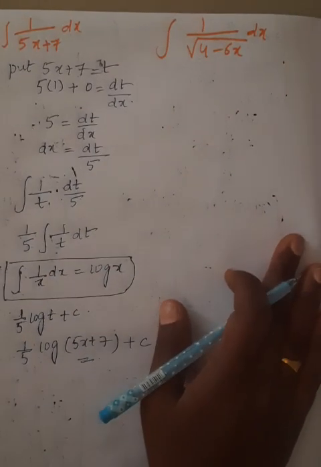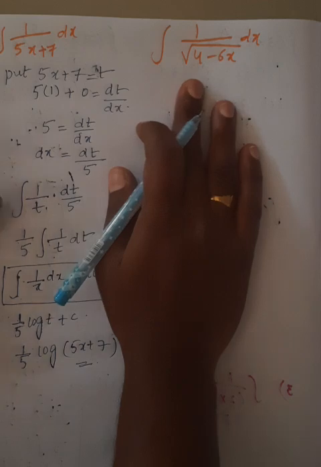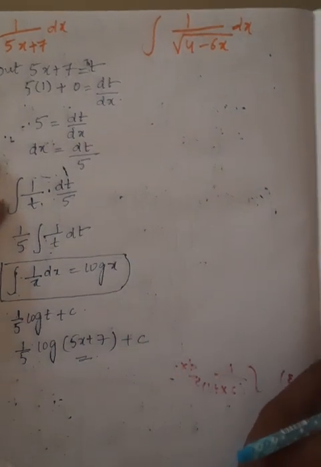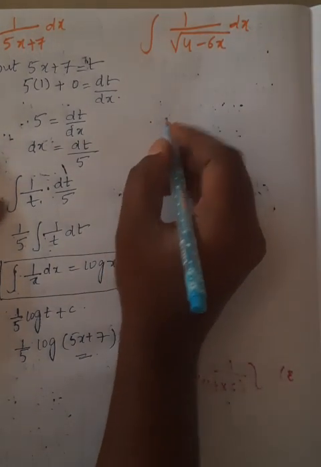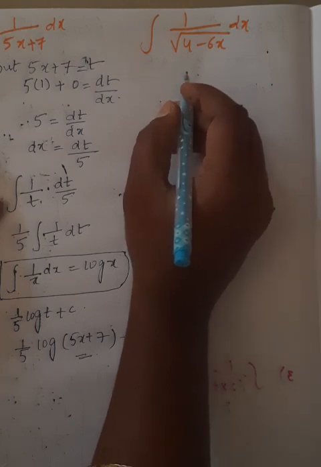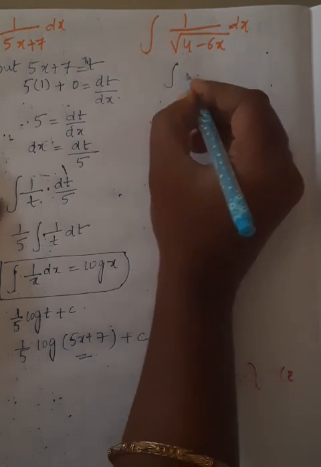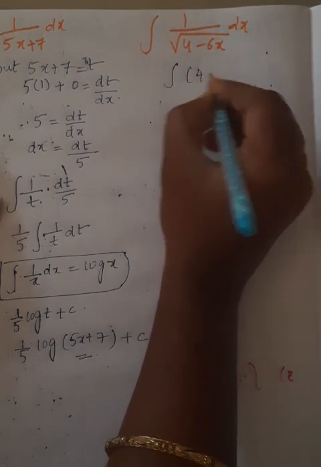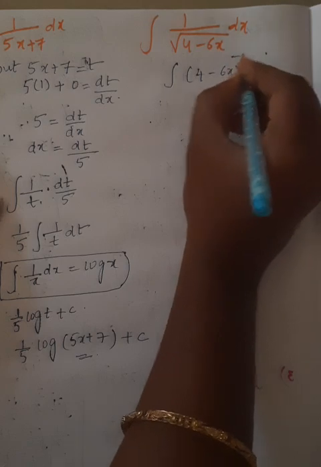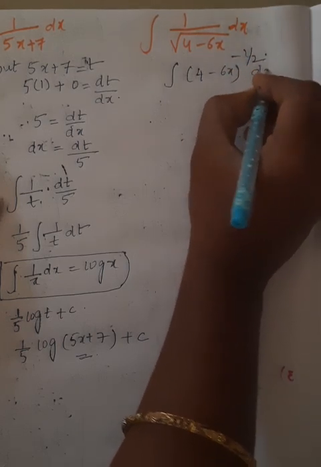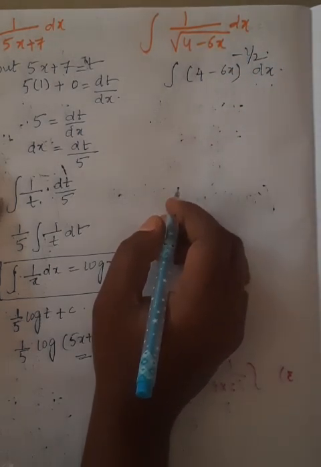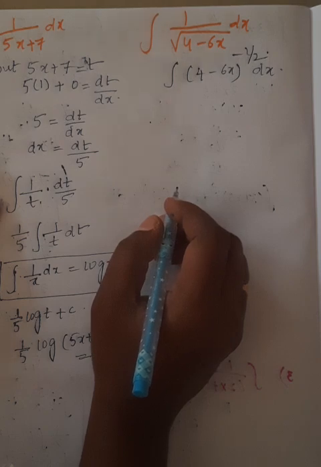Now let us solve one more question. Integration of 1 by under root 4 minus 6x into dx. So here we have to bring the denominator to the numerator to get the power. So it will become 4 minus 6x power minus 1 by 2 into dx. Square root can also be written as power 1 by 2. Since the power is in the denominator, if we write that power in the numerator, then it will become a minus sign.